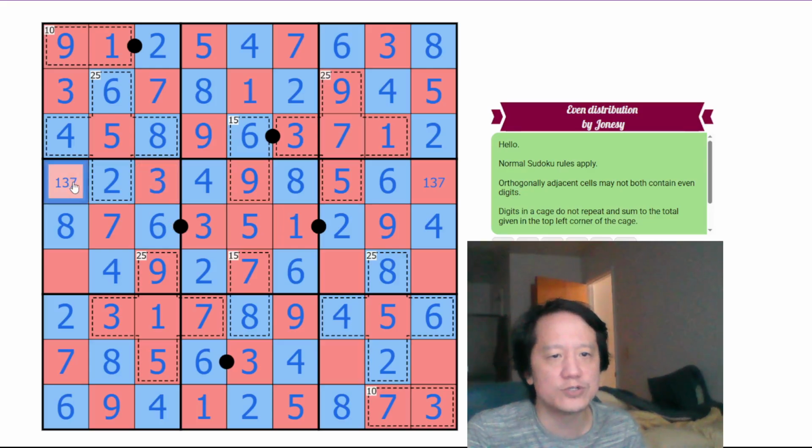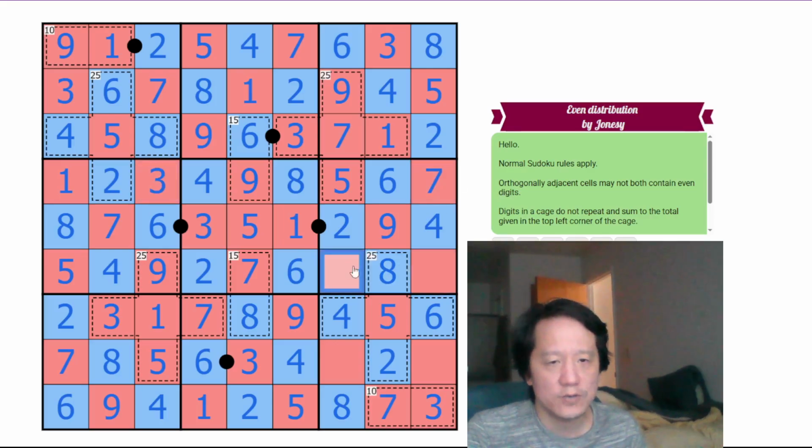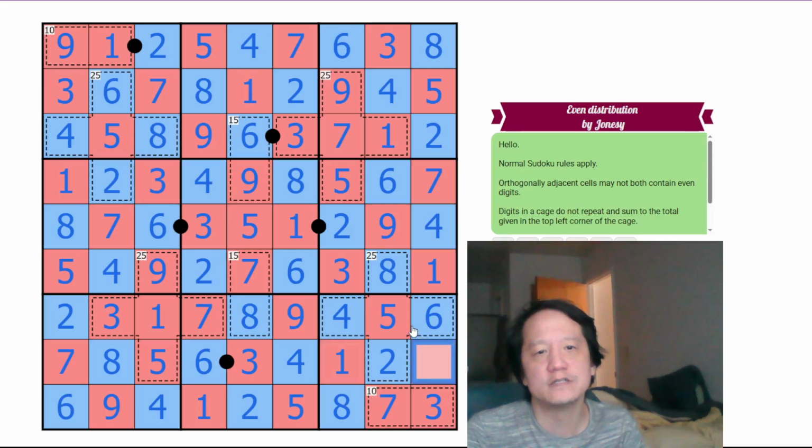This can't be 3 or 7, it's 1. That leaves the remaining odd digit in column 1 as a 5. 1 and 3 eliminate 1 and 3 here, so that's 7. We have remaining in row 6, a 1 and a 3. This can't be 3 because of 3 in the column, so this is 1, that's 3. That leaves that as a 1, and that as a 9.